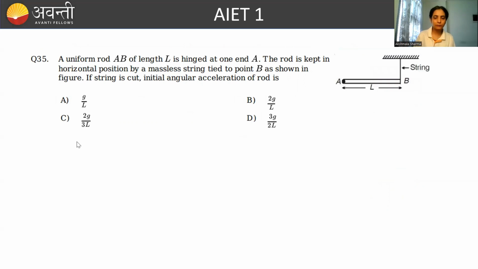So this is going to be your last question. अब यहाँ पे आप देखो question क्या था? Question is कि a uniform rod AB of length L is hinged at one end A. The rod is kept in horizontal position by a massless string tied to a point B as shown in the figure. ठीक है? If the string is cut, the initial angular acceleration of the rod is. Question is very simple. You just need to be comfortable with mechanics. तो आप यहाँ पे देख लो, ऐसे रॉड है.